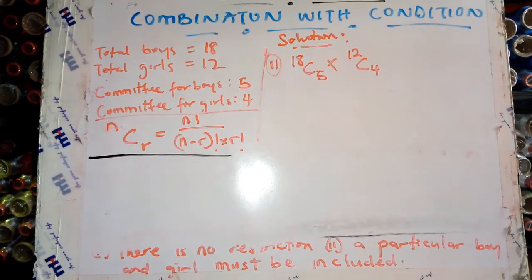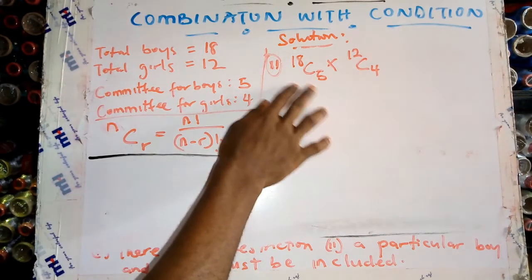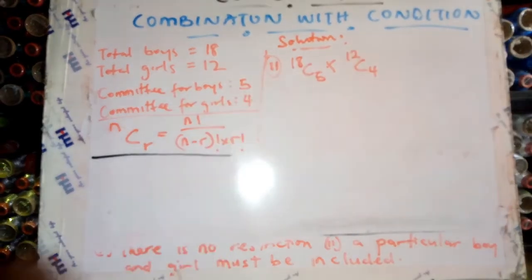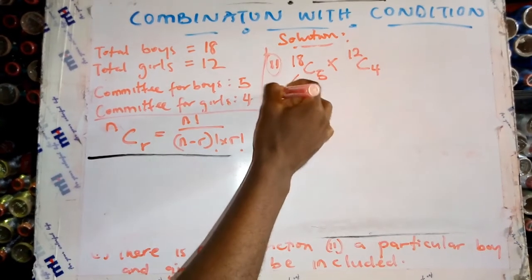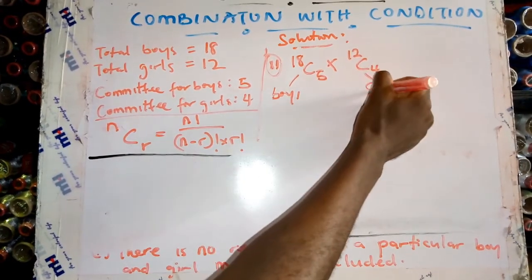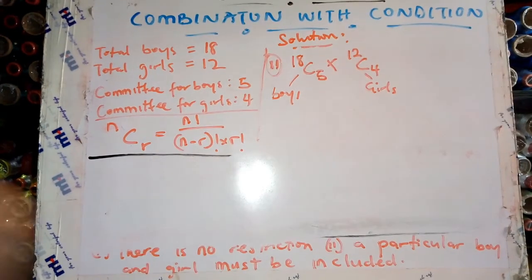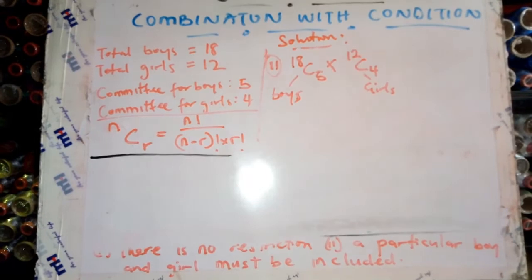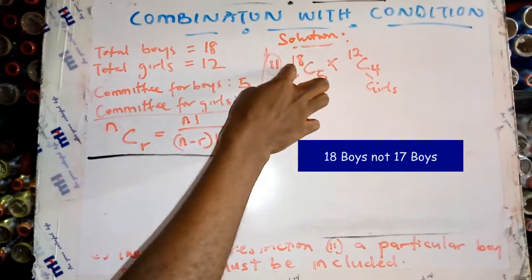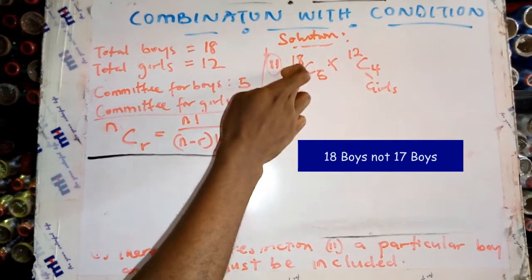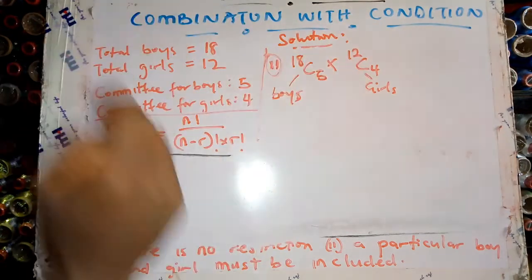But now we are doing number 2, where they said a particular boy and a particular girl must be included. So from this committee, this part represents the boys and this one represents the girls. Now when they say a particular boy and a particular girl must be there, that means from a total of 17 boys, one particular boy must be there.